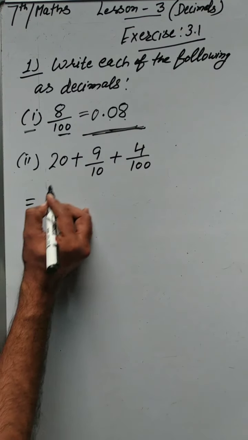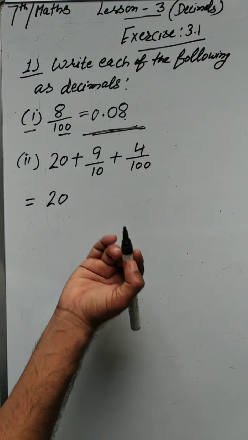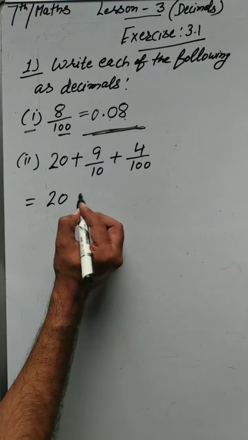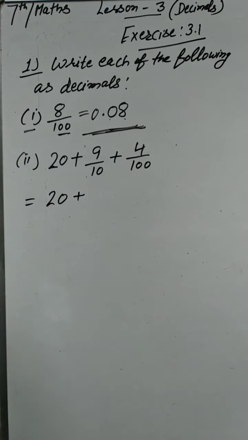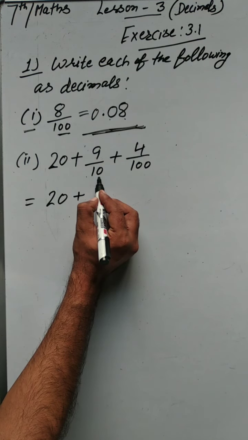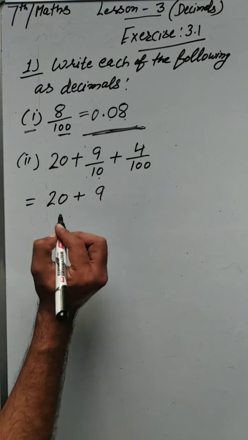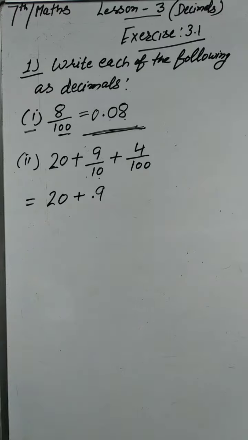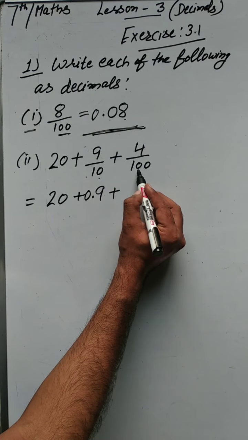Second part, you have to write in decimal form 20 plus 9 upon 10 plus 4 upon 100. Look here beta, 20. 20 is the number, place it as it is, the whole number. And look here, this is a fraction. 9 upon 10. How many zeros are there beta? 1. So change it into decimal form first. Leave 1 digit. Place the decimal here. So it becomes 0.9.